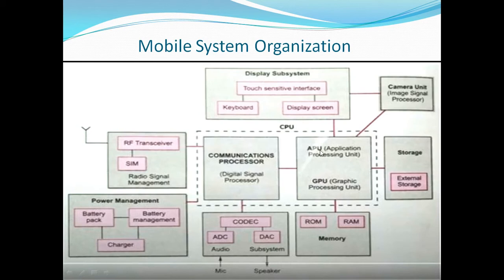Now we have another unit which is APU. Second part of CPU is APU. APU is application processing unit. It is responsible for controlling and governing all types of applications which are in your mobile system.